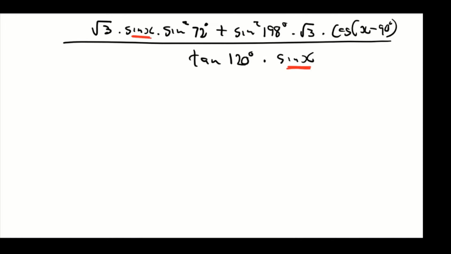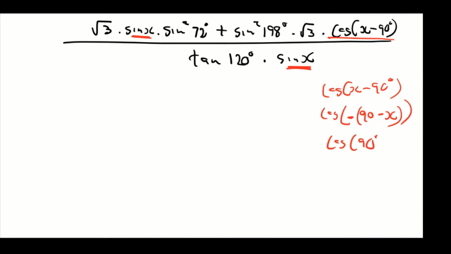If you look here, there's sine of x, and this expression here can change into sine of x. What do I mean by that? Cos of x minus 90 degrees, we can write it as cos of 90 minus x, which means we have to put a negative here, right? So we know a cos of a negative is actually positive, right? So we'll simply have cos of 90 degrees minus x, and because it's cos of 90, it's going to change to sine, and it's in the first quadrant, so it's going to be sine of x. So this expression is just going to change into sine of x.